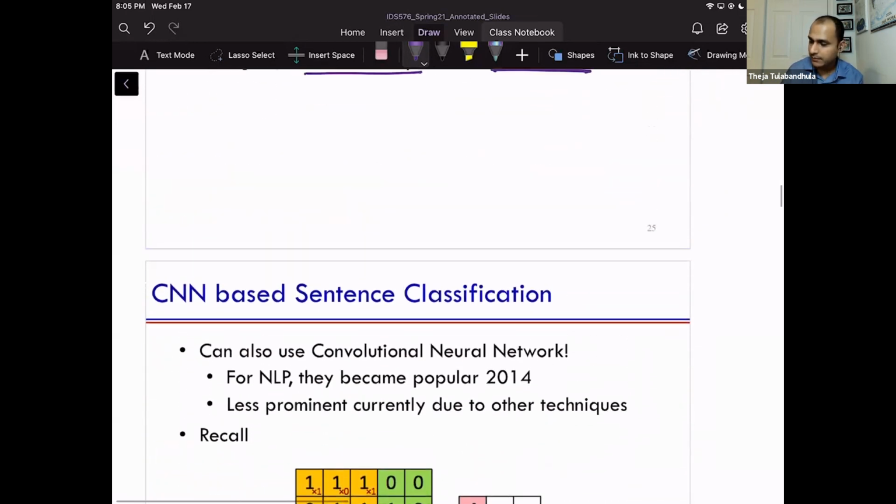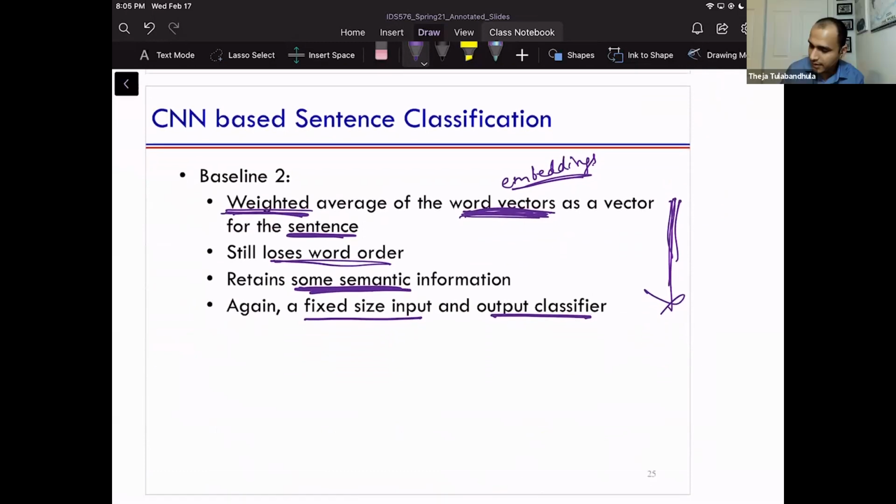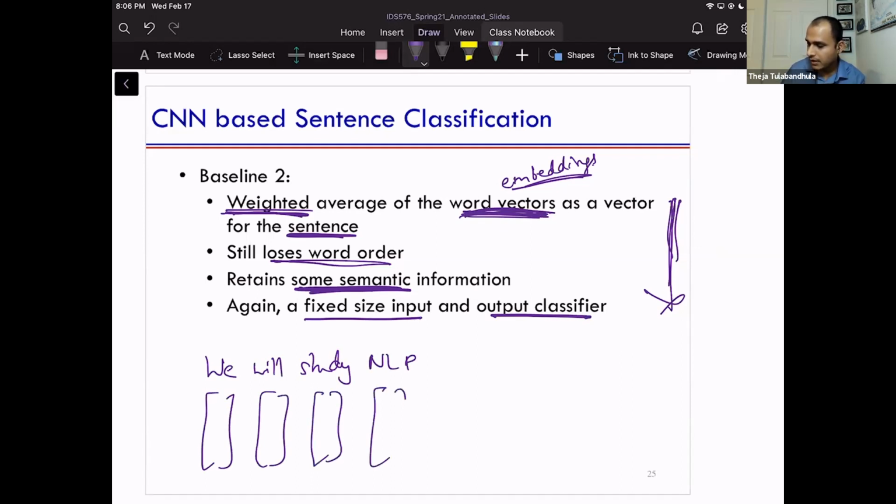And now let's talk about, yeah. Could you please repeat baseline 2 again? Yeah, I'm just saying, for the sentence "We will study NLP", for each word there'll be a vector, right? Let's say we have a vector for each word, whatever the numbers, and then you just add them and divide by 4. So that's a fixed vector representation for the sentence.